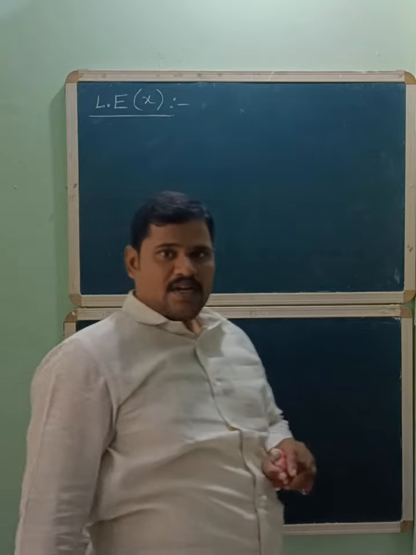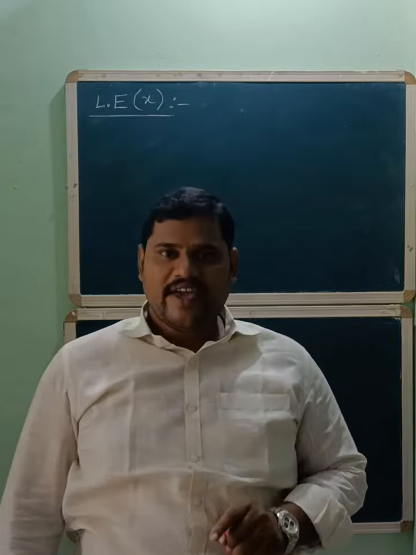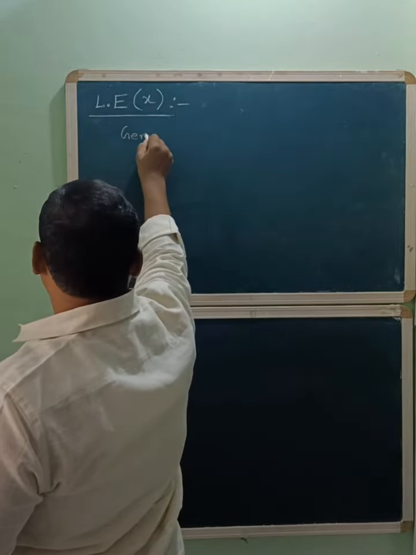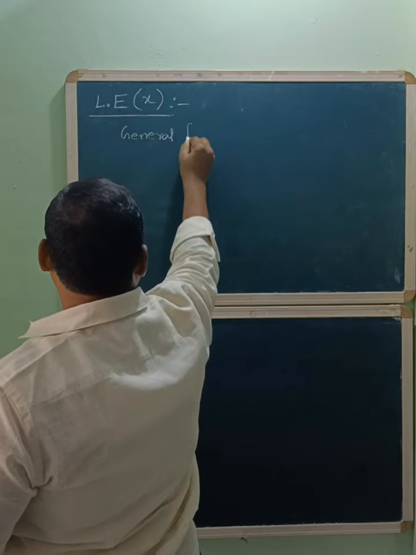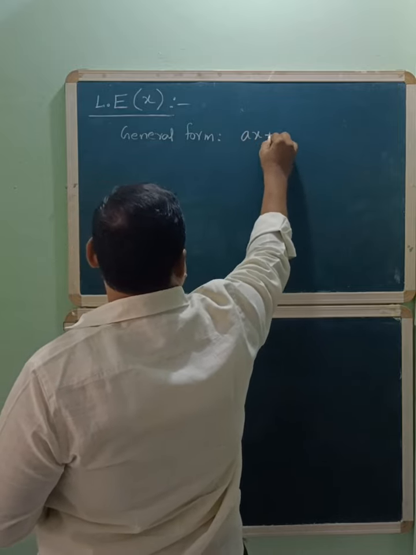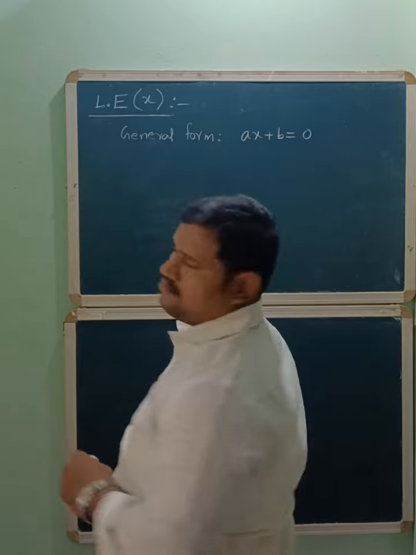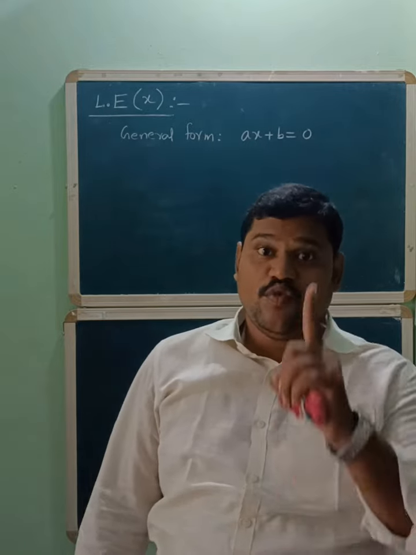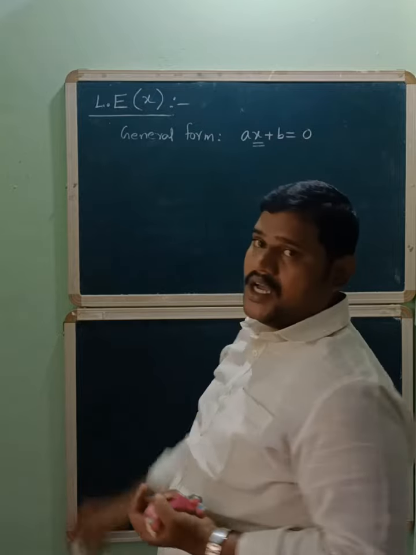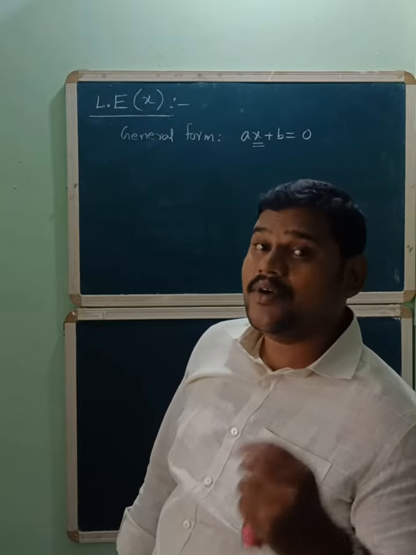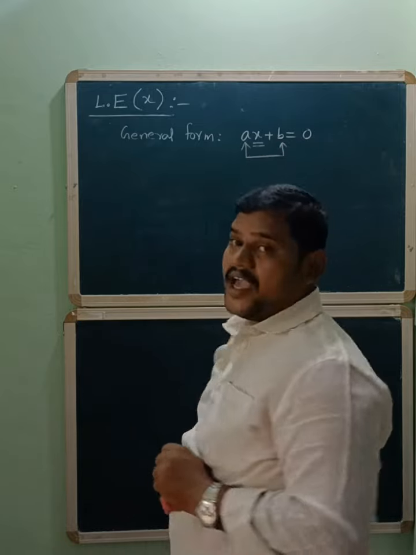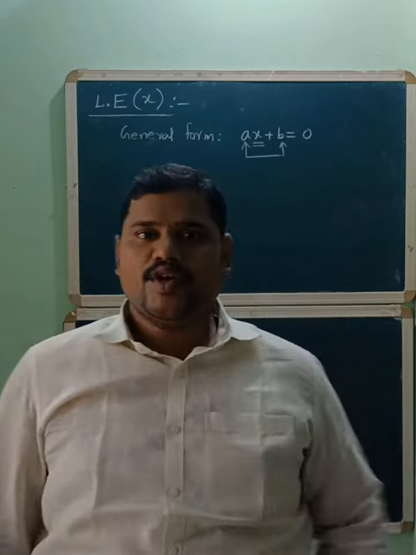Now, what is that? Linear equation in one variable x. Now what is the general form? The general form is ax plus b is equal to 0. This is the general form of a linear equation in one variable. What is that one variable? x is the one variable. Now what about a, b? Here a, b are called arbitrary constants.